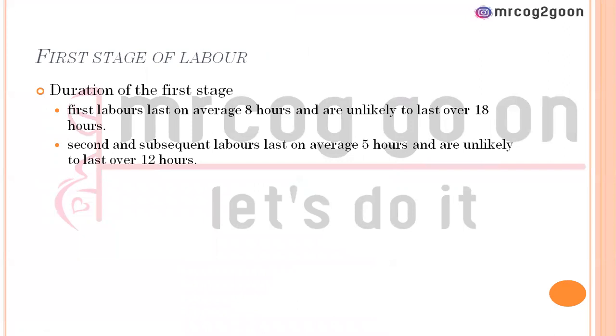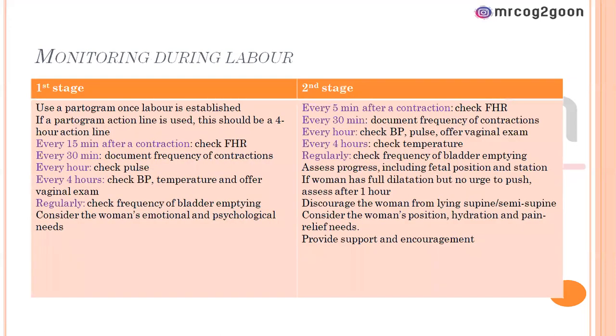Okay. Now we are in labor. First stage of labor. The duration for nulliparous women is 8 hours and unlikely to last over 18 hours. For second and subsequent labors, it's 5 hours and more, unlikely to last for over 12 hours. This is how to monitor. This table is very, very important: what to look for and how frequently we look for it.